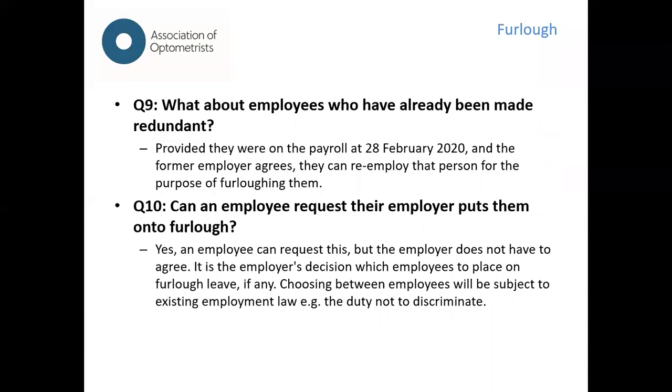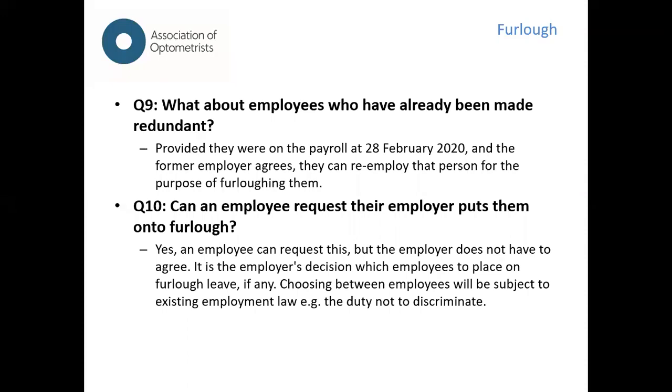What about employees who have already been made redundant? So the guidance that was recently updated confirms that as long as they were on the payroll at the 28th of February and the former employer agrees, they can choose to re-employ that person for the purpose of furloughing. The guidance doesn't explicitly state that this can also apply to employees who have resigned, but it's presumed that it does, and that if the employer and employee agree, they could agree to the employee going back on the payroll. Given that this will need agreement from both sides, it may help to persuade the employer if the employee seeking to be re-employed says that they will agree to defer receipt of wages until after the employer has received the monies from HMRC.